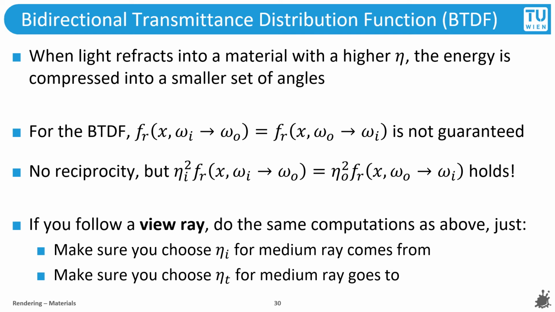That means that, because in our examples we usually follow a view ray and not a light ray, all the steps that we described above can be done in the reverse direction as well. If you follow a view instead of a light ray, just make sure that you pick your refractive indices in the correct order. Eta I should always be for the medium that the ray comes from, and eta T should be for the medium the ray goes to.